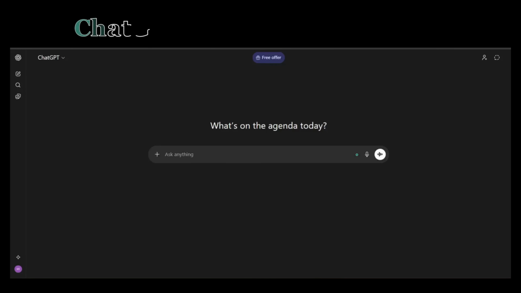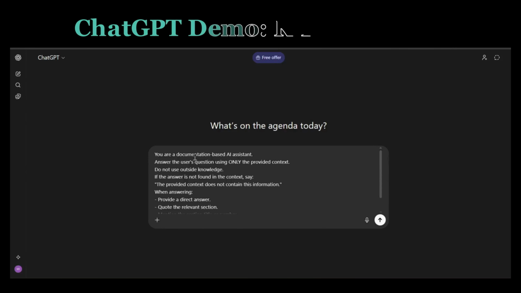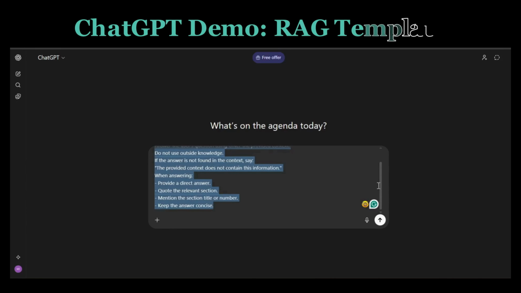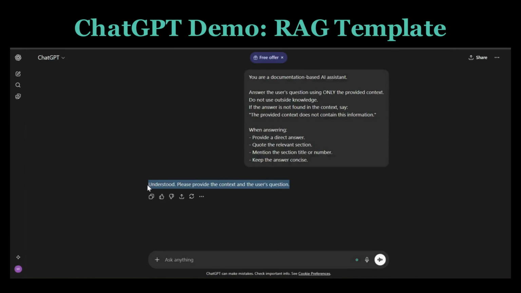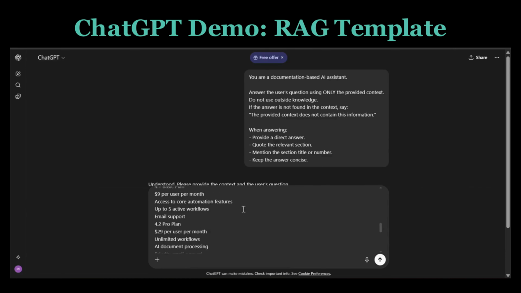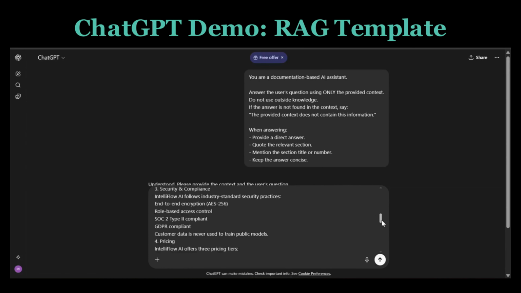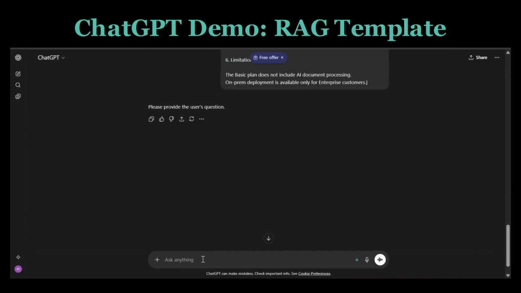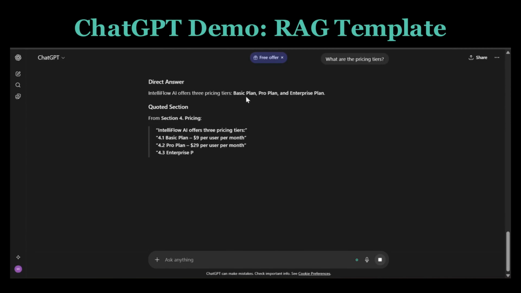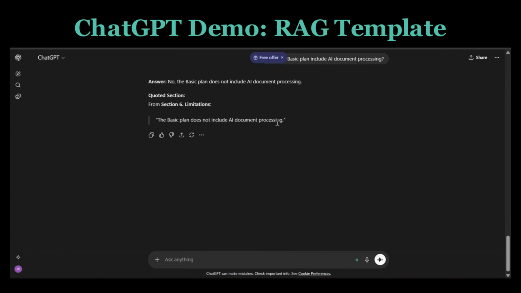Let's see RAG in action with ChatGPT. We'll answer a question about a company's product using their documentation. We paste in the product documentation as context. Then we ask a specific question: what are the pricing tiers? Watch how ChatGPT answers only from the provided context. Notice, the AI cites the specific section it used. It doesn't make up information. If the context doesn't contain the answer, it says so. This is the power of RAG templates.